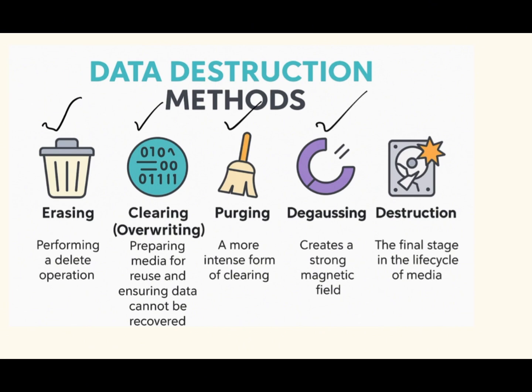Fourth one is degaussing. It uses a strong magnetic field to scramble and erase data. It works on magnetic storage, for example, hard drives and tapes. It's not effective on SSD or optical disks. So it is only effective for hard drives and tapes, but it is not effective on SSD or optical disks.